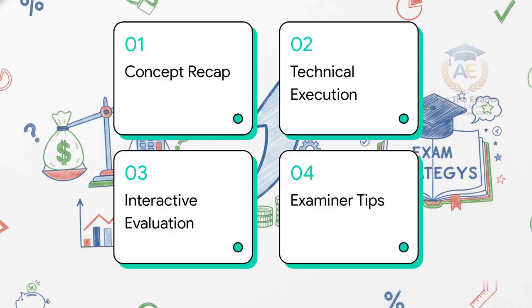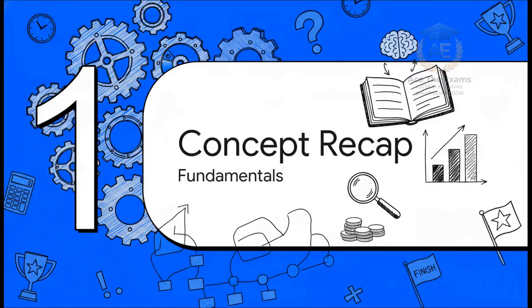To make sure we use our time as efficiently as possible, we're breaking today's masterclass into 4 very focused blocks. Number 1, a concept recap. 2, technical execution. 3, an interactive evaluation. And finally, some critical examiner tips. Let's move straight into Section 1, concept recap. We're looking at fundamentals and vocabulary to lock down the deep conceptual analysis you need for the exam.